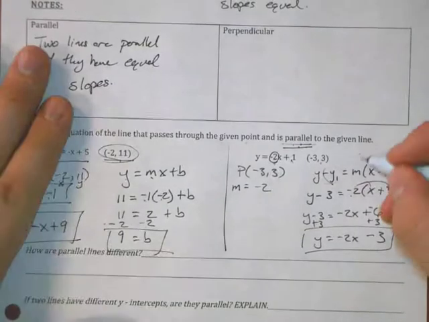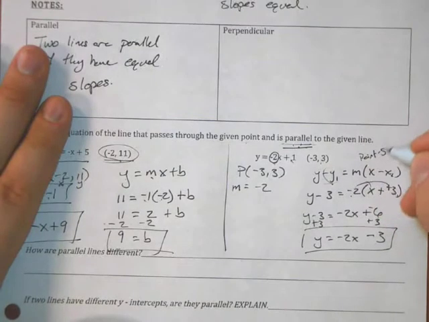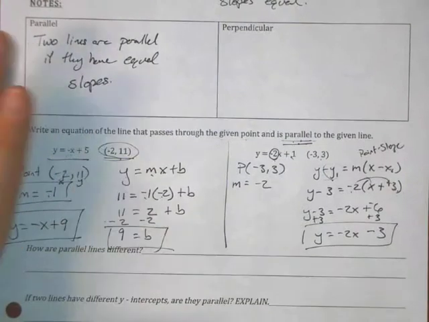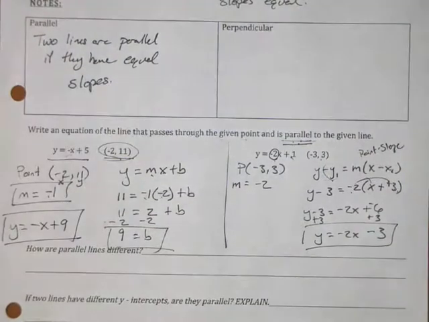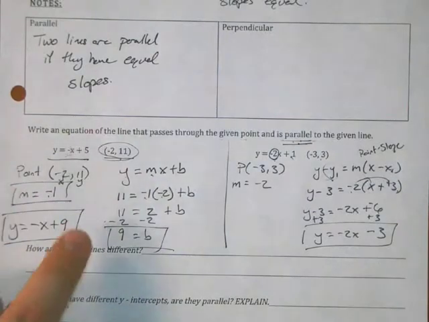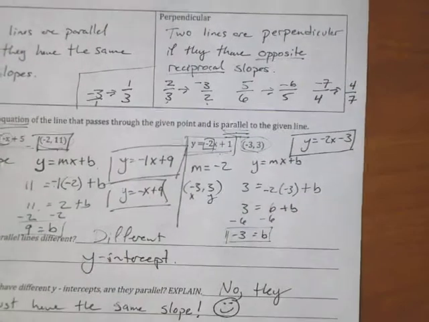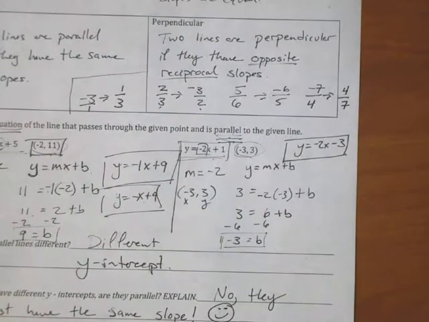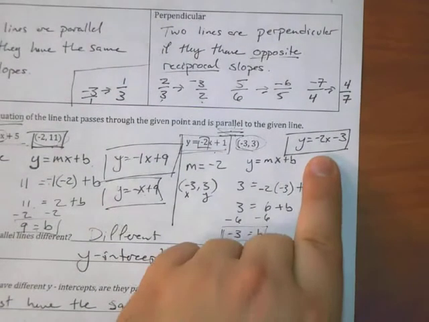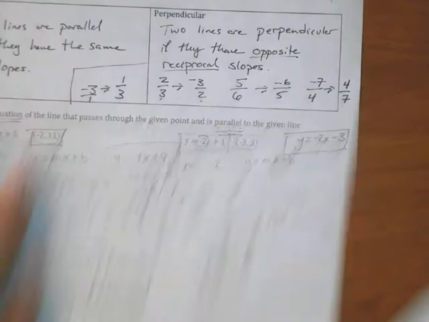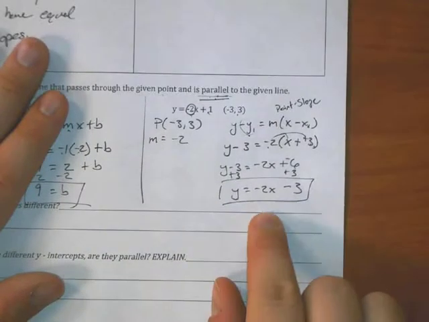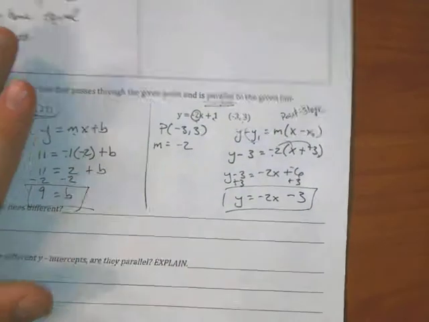This again was in point slope form. If you didn't want to do that and you want to do slope-intercept form, what we just did on this side, I did it last hour, and this is what your work would look like if you did that. Notice -2x minus 3, -2x minus 3, you get the same equation.